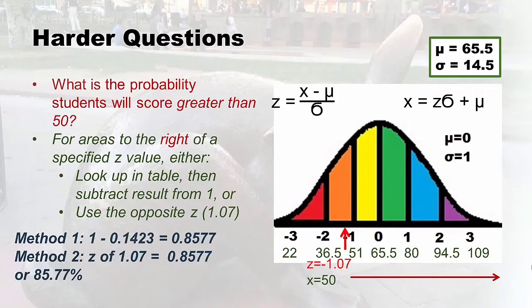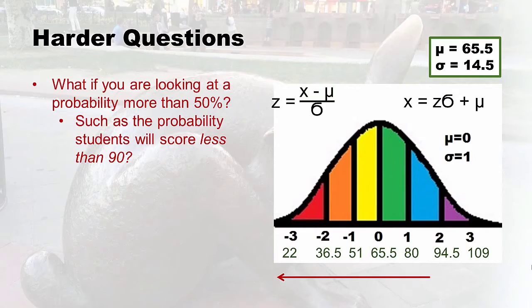So if we did method 1, we'd go 1 minus 0.1423, which we already looked up, and we get 0.8577. If we use method 2, we'd take the z of 1.07, not negative 1.07, and look it up in the z-table, and we get 0.8577 again, 85.77%. So this isn't actually a harder question. I just wanted to show you how it works when you're getting a bigger than 50% piece of the distribution. And here's another similar example where we're looking at the probability that students will score less than 90, okay?